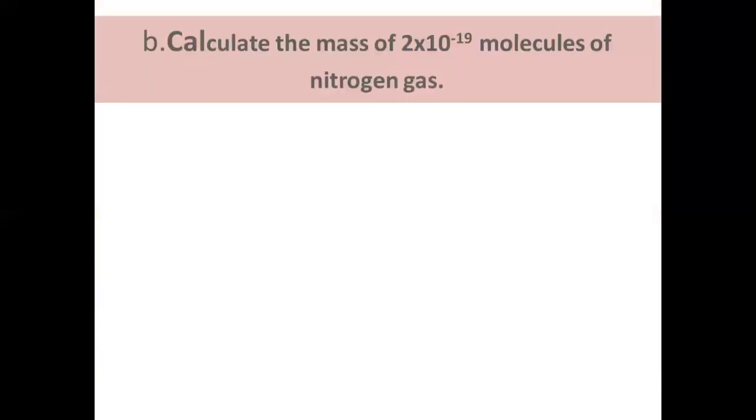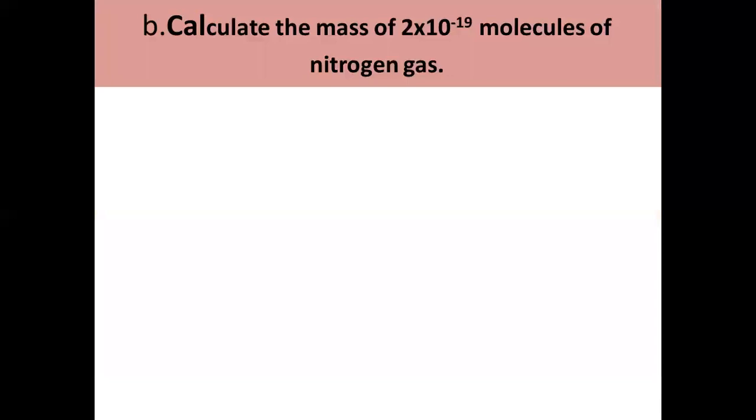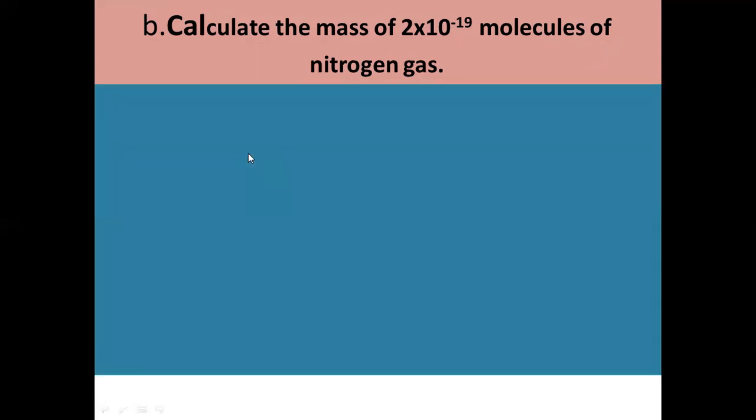B part of the same question number 15, calculate the mass of 2 into 10 raised to power 19 molecules of nitrogen gas. In this case, molecules are given. In the previous question, number of atoms were given, and in this case, number of molecules are given. Although the method, the formula is same, only the difference is in the molar mass.